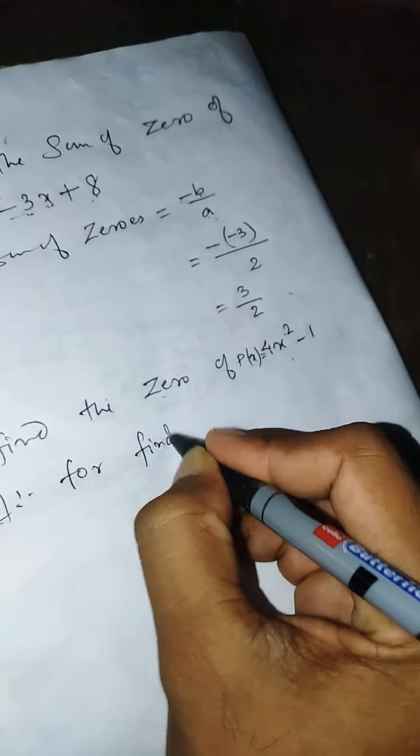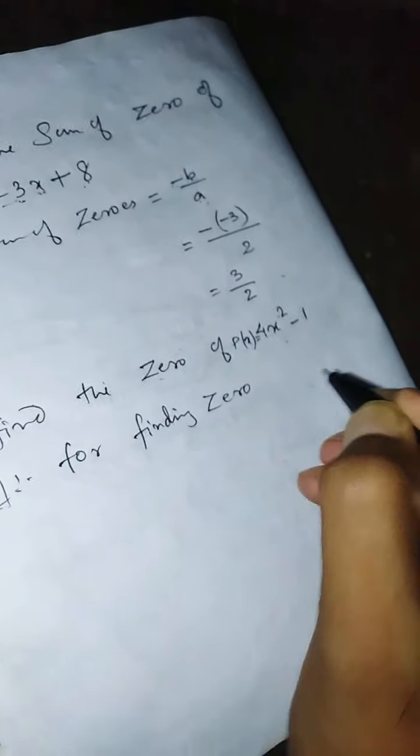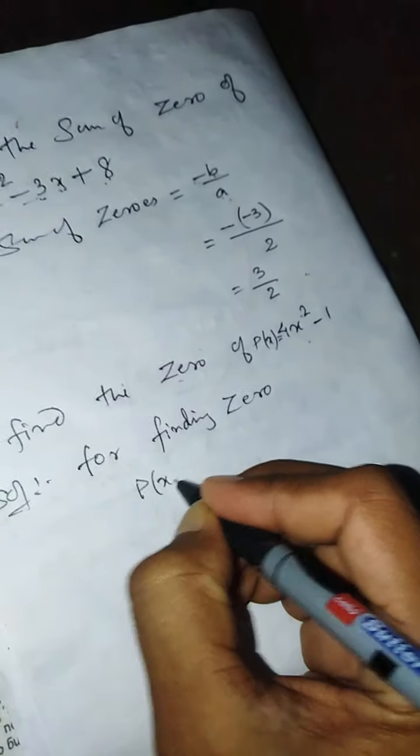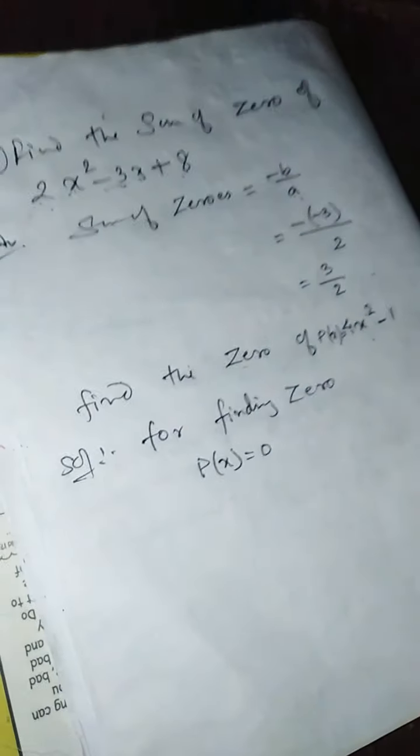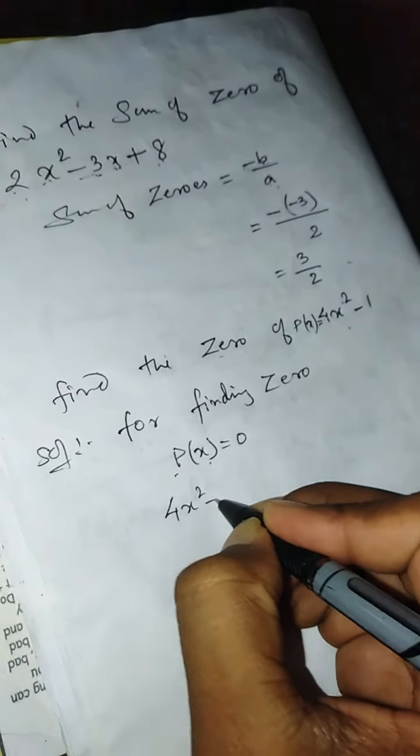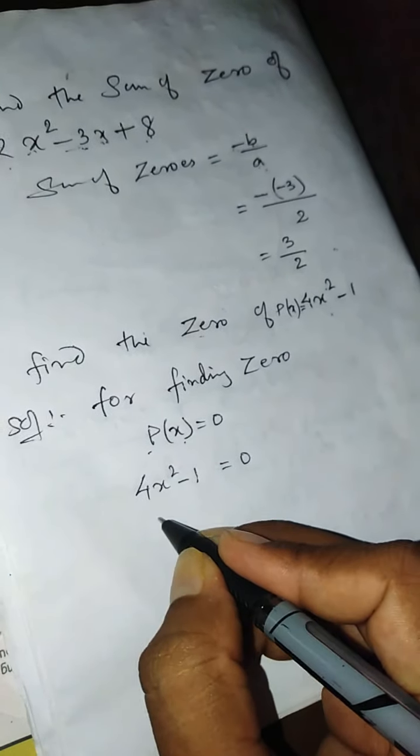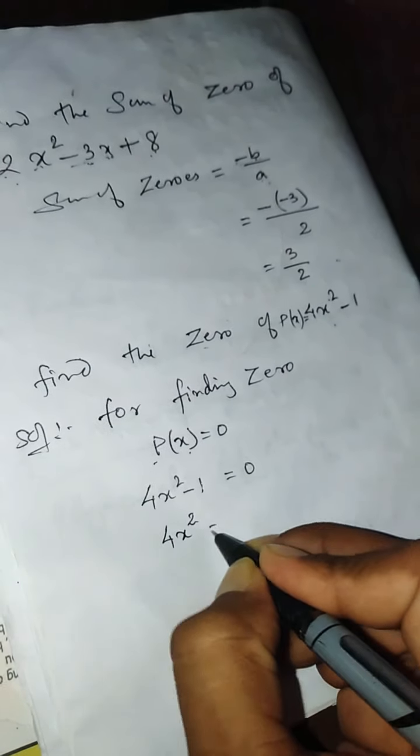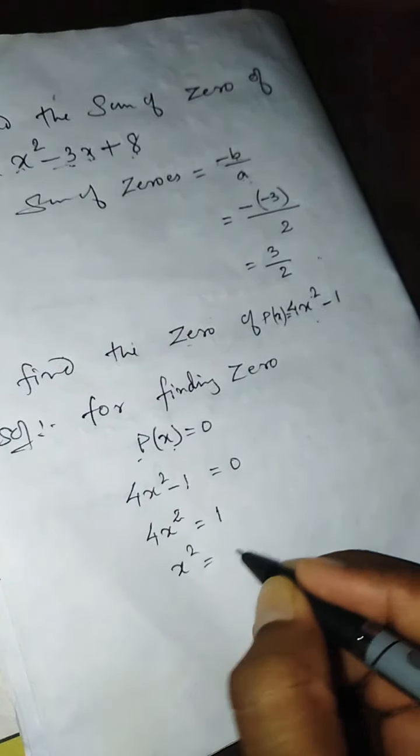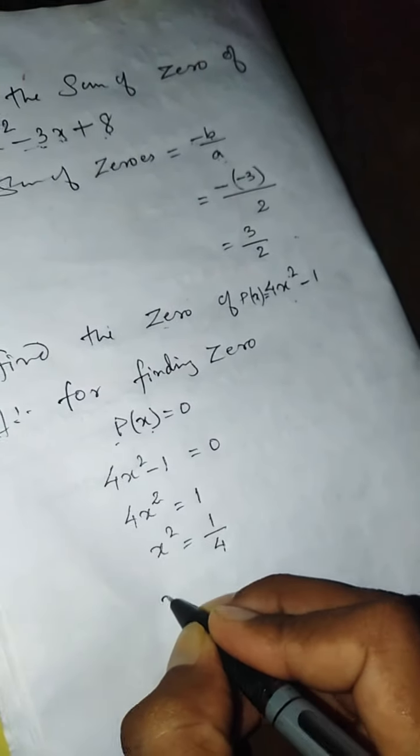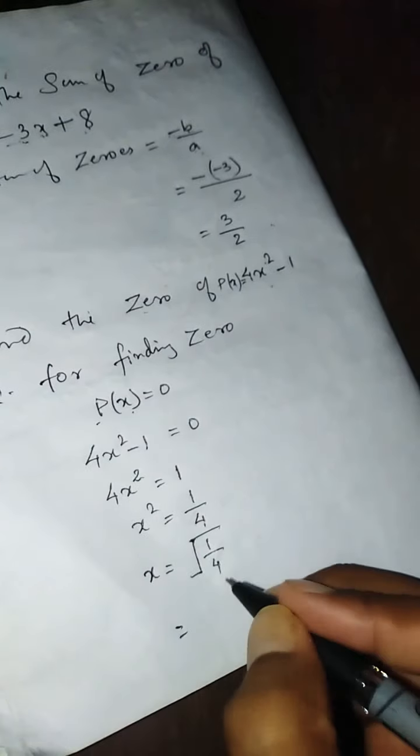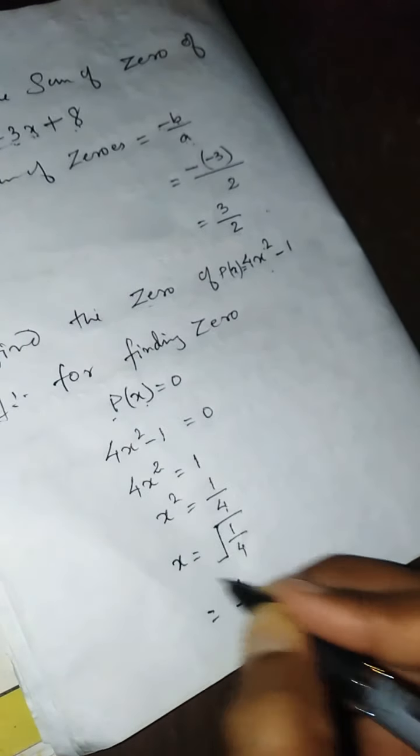So for finding the zero, always keep in mind, whenever a question asks for finding the zero, you have to set the polynomial equal to 0. Here the polynomial is 4x square minus 1, so in place of p of x, put 4x square minus 1 is equal to 0, and find out the value of x from here. 4x square is equal to 1, then x square is 1 by 4, and then x equal to square root of 1 by 4. All of you know the square root of 1 is 1, the square root of 4 is 2.